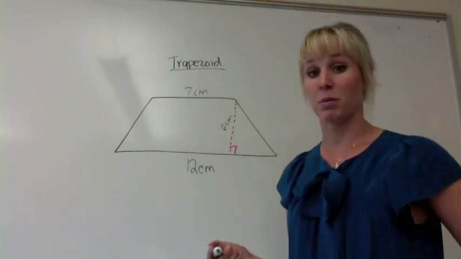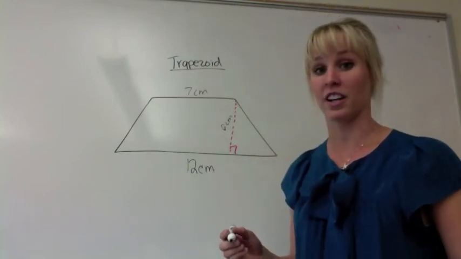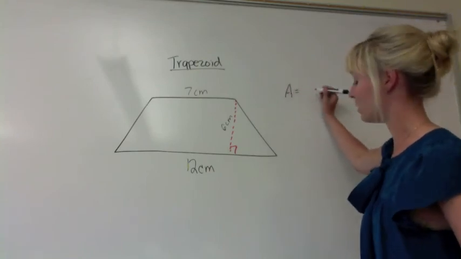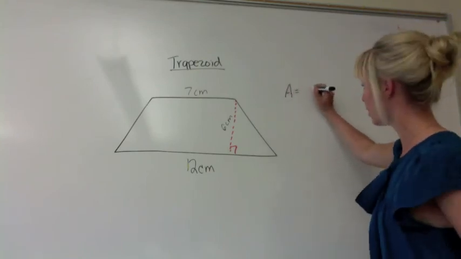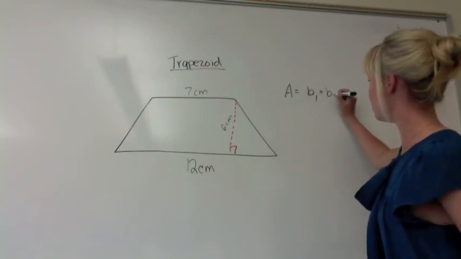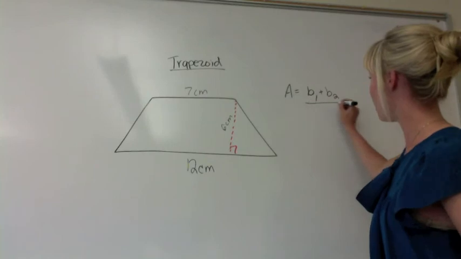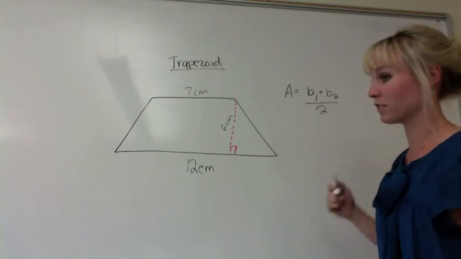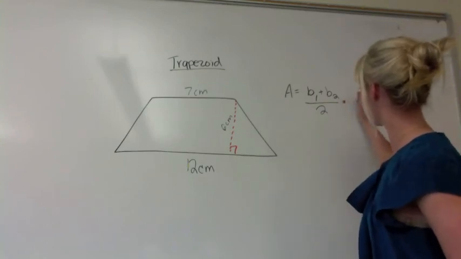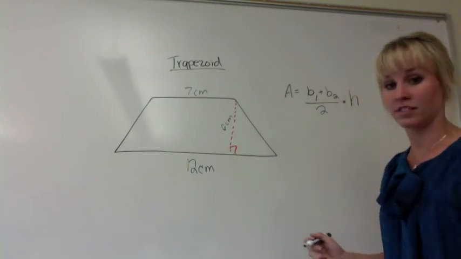We can use the formula that we just talked about in order to find the area. So what we do is we start out with the area is equal to the average of the two bases, which is base 1 plus base 2, all divided by 2, because we have two terms, so we divide by 2 in order to find the average of the two, times the height.